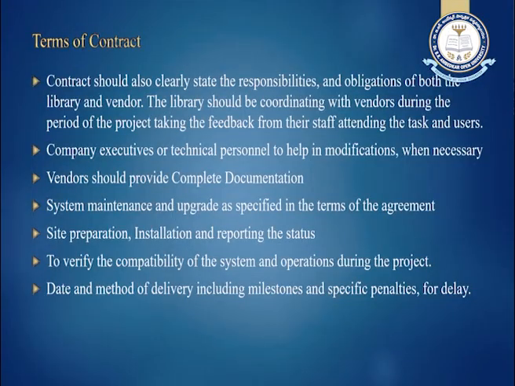The vendor should be coordinating with the library, and feedback has to be taken from the staff and the users. Company executives or technical personnel should help in the modifications wherever necessary. They should provide complete documentation, system maintenance and upgrade in terms of agreement, site preparation, installation and reporting the status to verify the compatibility of the system and operations during the project, that is, during the process of automation.